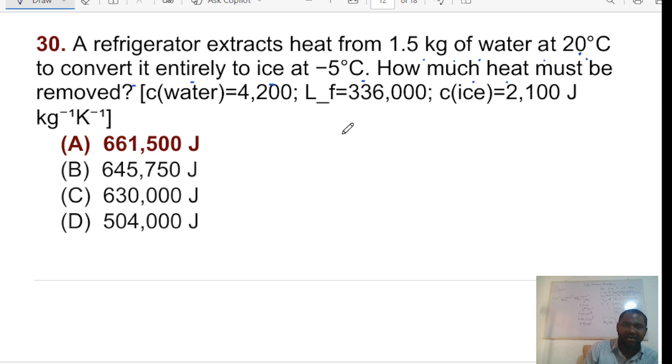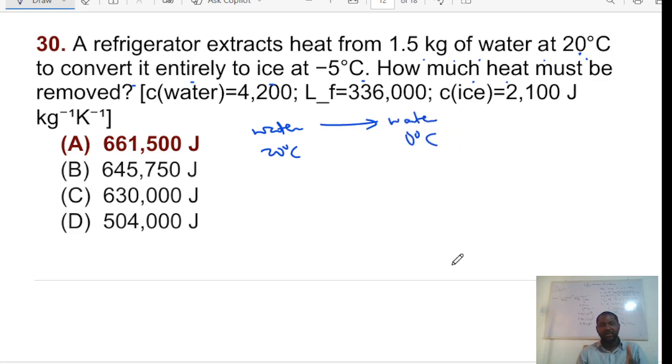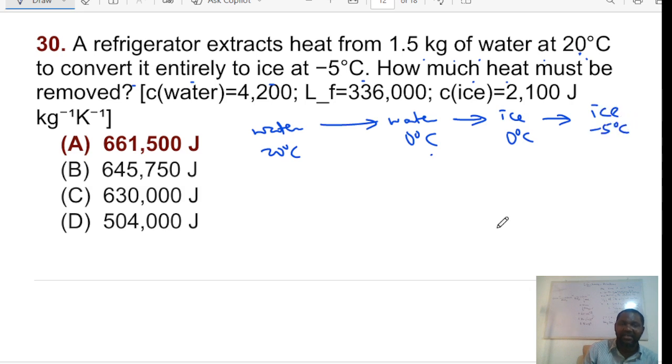First of all, this is not heating, this is cooling. So first of all, you had water at 20 degrees Celsius. The temperature will reduce to 0 degrees Celsius as you keep cooling in the refrigerator. Then from water at 0 degrees Celsius, as you keep cooling, it becomes ice at 0 degrees Celsius. Remember, during phase change, temperature does not change. Then ice at 0 degrees Celsius now becomes ice at -5 degrees Celsius.